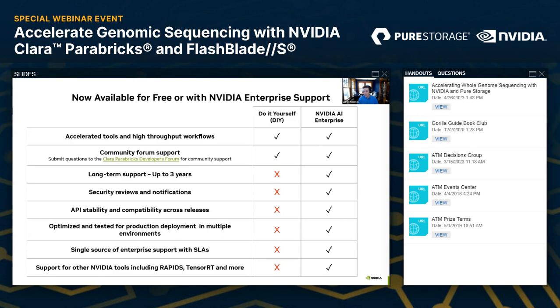And we have a community forum where you can go to ask questions, get advice, and get support that way. If you're a commercial organization doing this in production and at scale, you might want the guarantee of enterprise support. For that, we offer a support subscription called NVIDIA AI Enterprise that covers both Parabricks and lots of other software tools from NVIDIA too. So it's a great value and provides benefits like long-term support and updated security reviews and notifications. And I will share a link in the chat later to where you can find the Parabricks container if you're interested in trying it out.